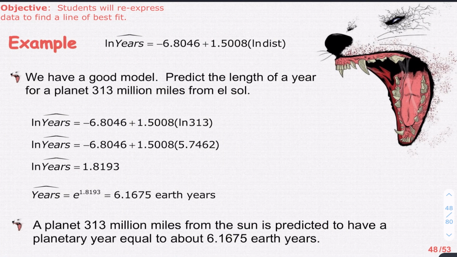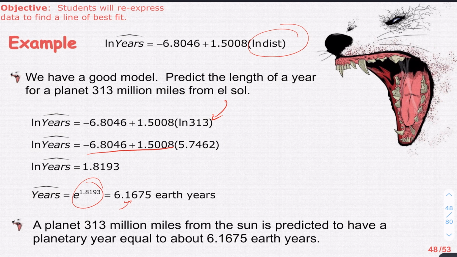So we have a good model, and it predicts the length of year for a planet 313 million miles from El Sol, the sun. So if I wanted to plug in the distance, I'm plugging in 313. I'm getting a number, and then I'm taking the exponential of that to get the equivalent Earth years. So we could say, using this model, a planet 313 million miles from the sun is predicted to have a planetary year equal to about 6.1675 Earth years.